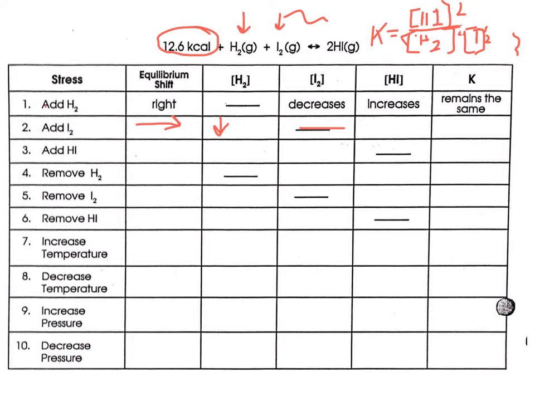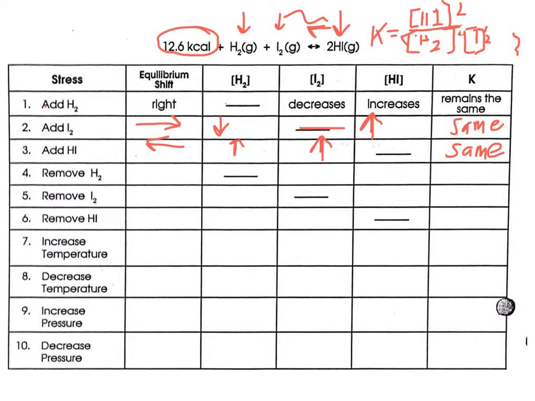At the same time, HI is going to increase because more hydrogen iodide is being produced. And the equilibrium constant will remain the same, as only temperature affects the equilibrium constant. In the next scenario, if I add HI, which is the product, the equilibrium will shift to the left. If that shifts to the left, then H2 will be produced, I2 will be produced, and the equilibrium constant will again remain the same since we're not changing the temperature.